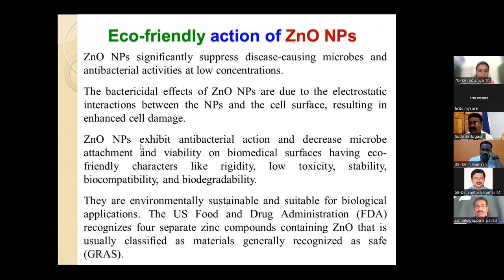So thereby the whole immune system of the plant will be triggered or will have a betterment for its survival, as well as it will have its natural metabolic activity. Thereby, we will have a good amount of yield. So, as per the literature, zinc oxide nanoparticles also exhibit various antibacterial action with viability on biomedical surfaces, and also eco-friendly characters like rigidity, low toxicity, stability, biocompatibility, and biodegradability.